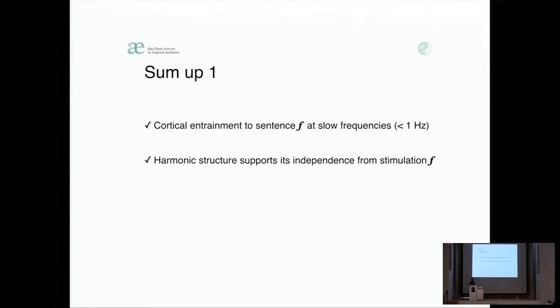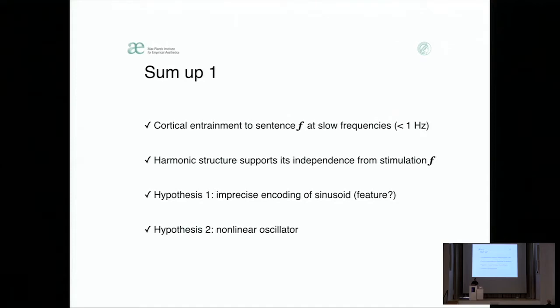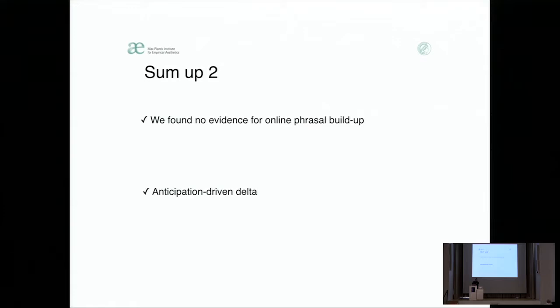The finding that these sentences create their own harmonic structure is very important because, when appropriately manipulated, the stimuli show that the harmonic structure supports independence of the internal sentence rhythm from the stimulation frequency. There can be two hypotheses as to why we have a harmonic structure. One very basic hypothesis is that the encoding of the sinusoid, or the internal rhythm of the sentence, is imprecise, and that would create the harmonics. Or actually that the oscillator that is coding for this internal rhythm is nonlinear, and a nonlinear oscillator creates harmonics by definition.